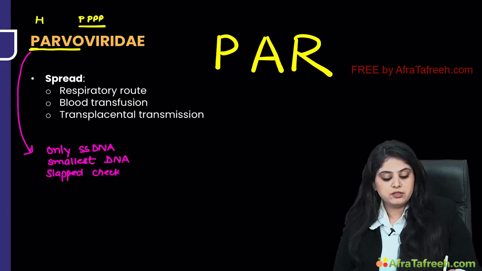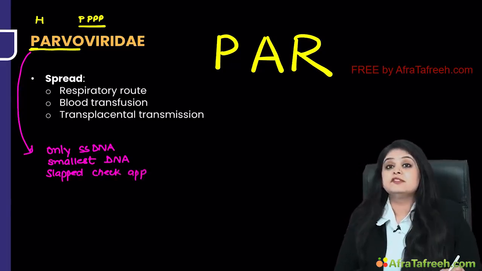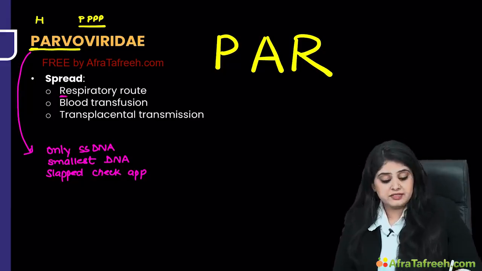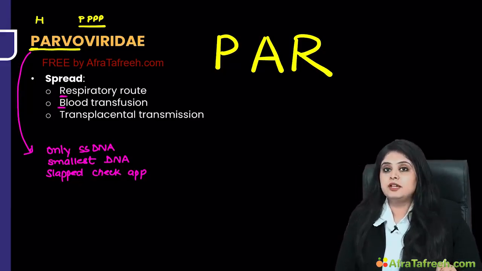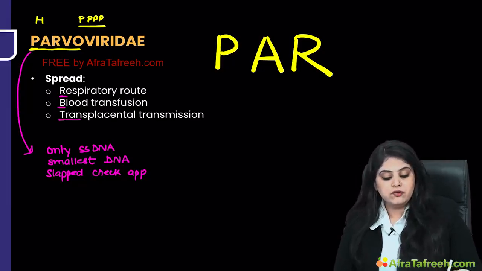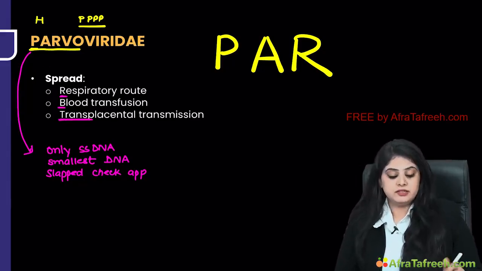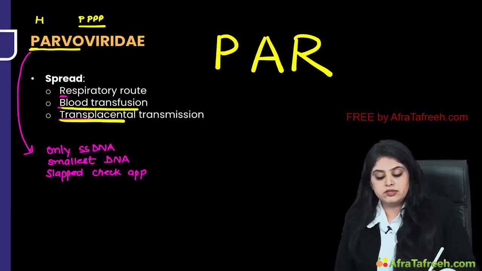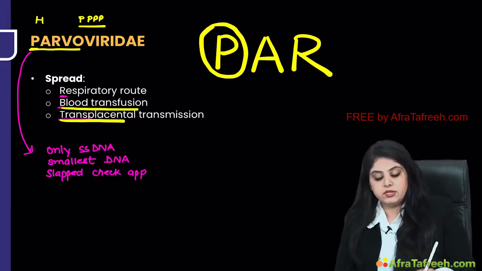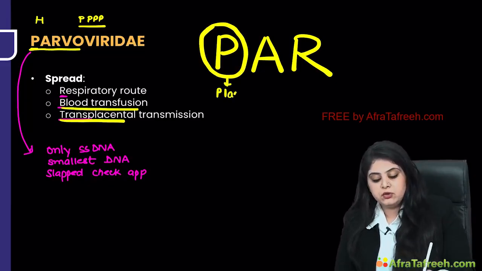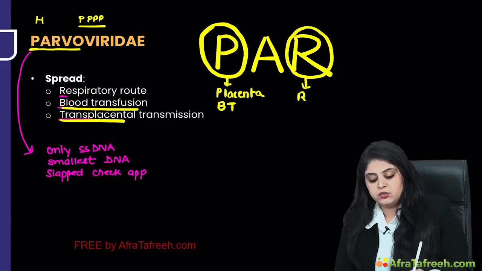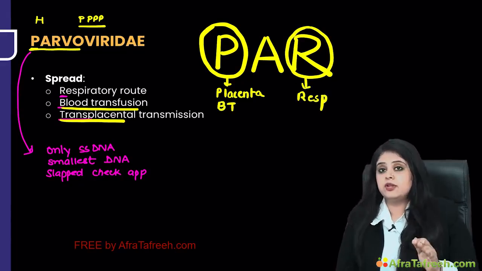Now what I want to ask you is, how does this disease spread? So please note, number one, via the respiratory route. Next, it can go via blood transfusions, and it can also go via the placenta, so transplacental. Please remember, transplacental and blood transfusion usually go together. So the first mnemonic for parvovirus is that it can definitely go via the placenta and via blood, and secondly, it can go via the respiratory route also.